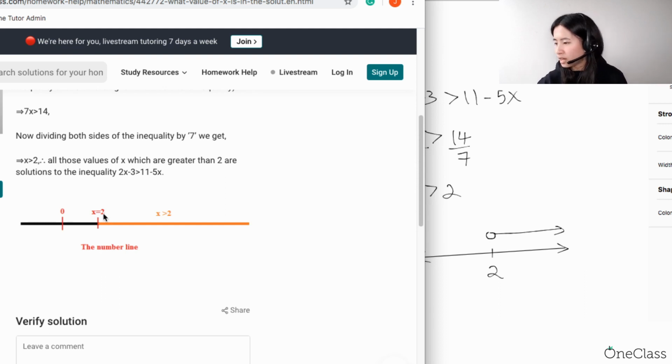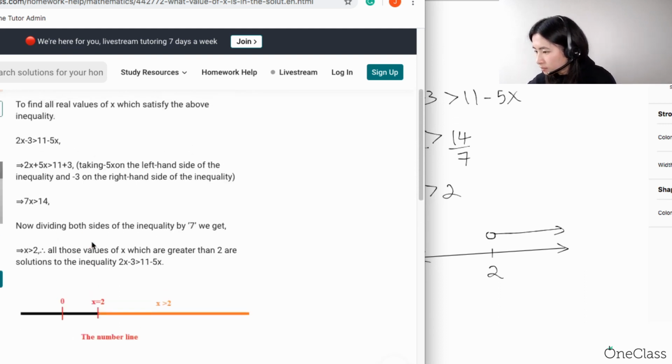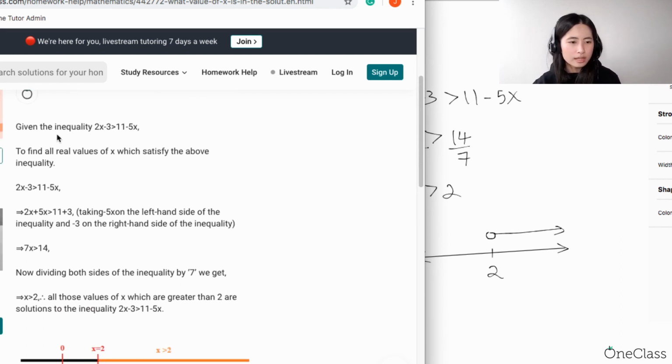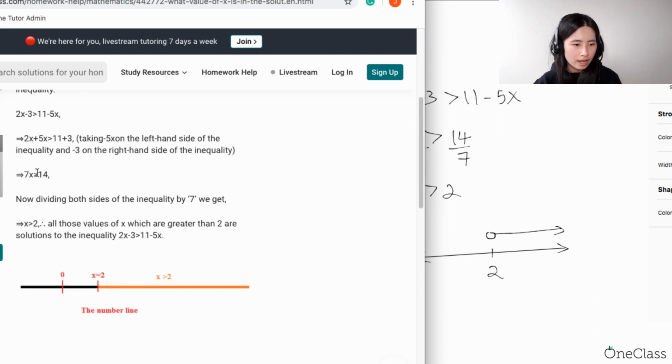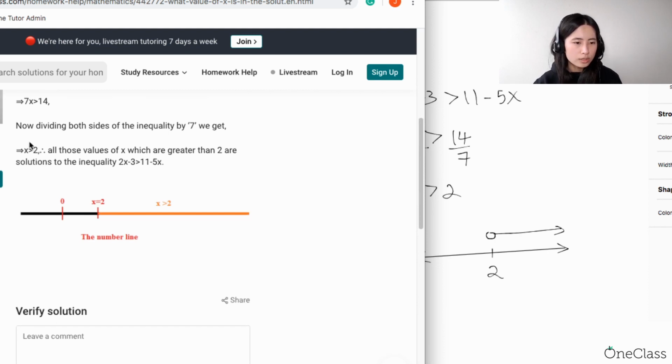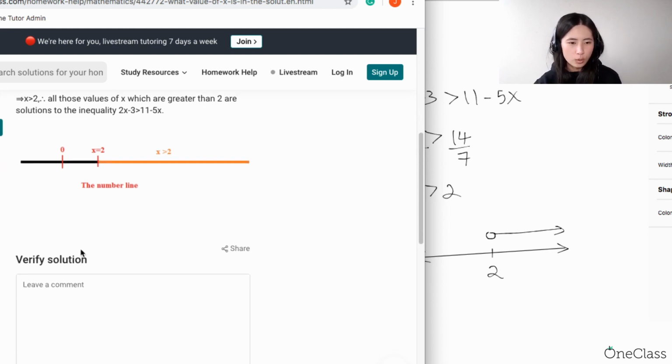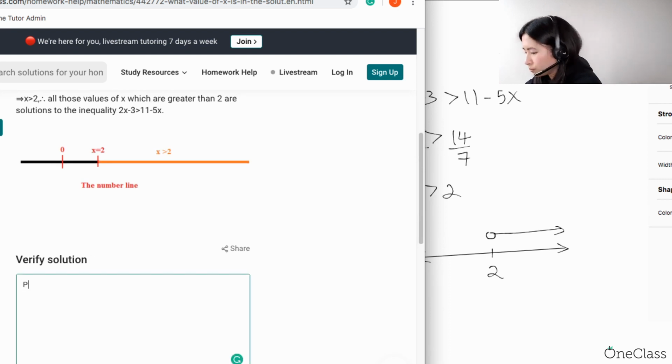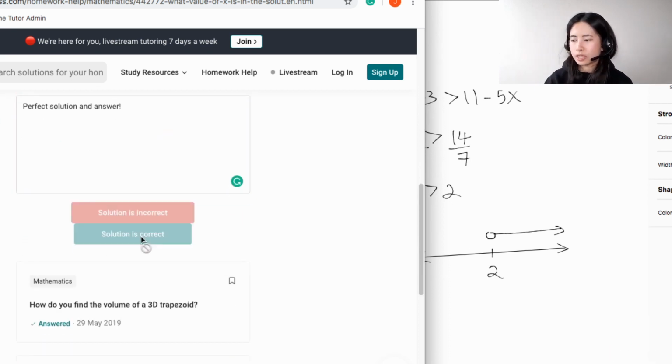So now let's take a look at what they wrote. It says, given the inequality, and then they're getting 7x greater than 14. That's right. So it's x greater than 2. All those values of x which are greater than 2 are solutions to the inequality 2x minus 3 greater than 11 minus 5x. Yeah, it's perfect. So we have nothing to correct. Okay, so the solution is correct.